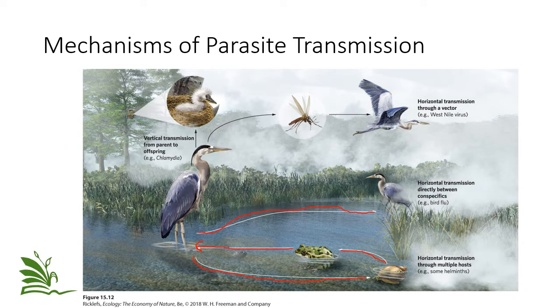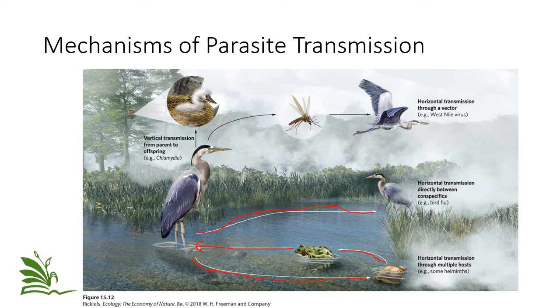Now, there can also be vertical transmission, and vertical transmission is from parent to offspring. So in this case, they're showing that chlamydia can be transferred between parent and offspring. It's one option. Plants often have fungal endophytes that live in their tissues, and those endophytes often get transferred to offspring right when the seed is being formed, in fact.